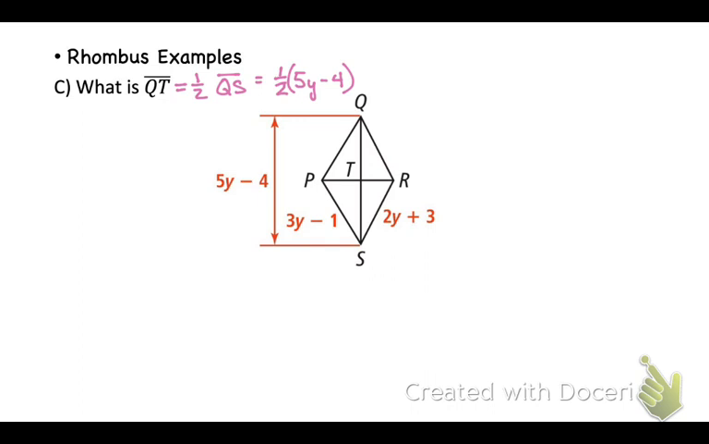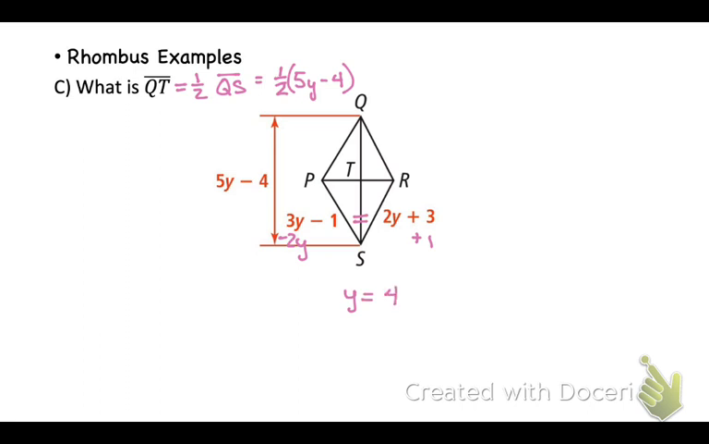What's wrong? Why can't I solve it? What don't I have? Because you don't have y. I don't have y. Is there something in my picture that can give me y? Well, 3y minus 1 and 2y plus 3 are equal. These two are equal, aren't they? So I'm going to subtract 2y and add 1. So y equals 4.